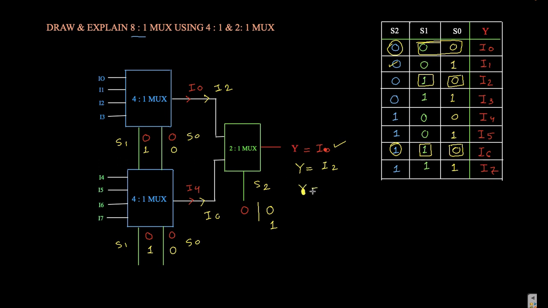Depending upon the variation of the select lines, the output is selected. So this is how you can implement the 8:1 MUX using 4:1 and 2:1 MUX. Okay, so keep watching the video. Thank you.